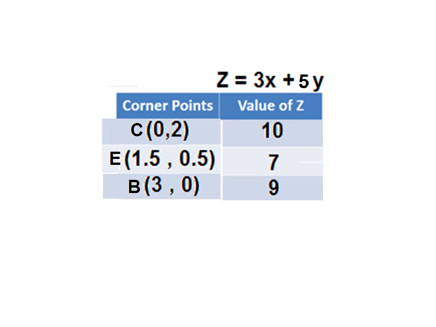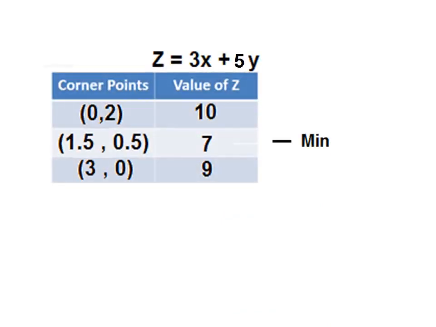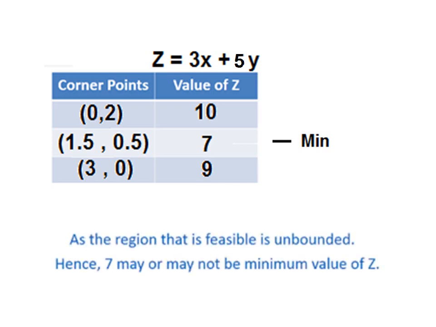When we substitute these values in Z, we get the Z values as 10, 7 and 9. Clearly, which is the minimum value? The minimum value is 7. But there exists one more question. Since it is an unbounded region, are there any other points which satisfy both the inequalities, yet they are minimum or smaller than 7? To do that, we need to now think about some other points.